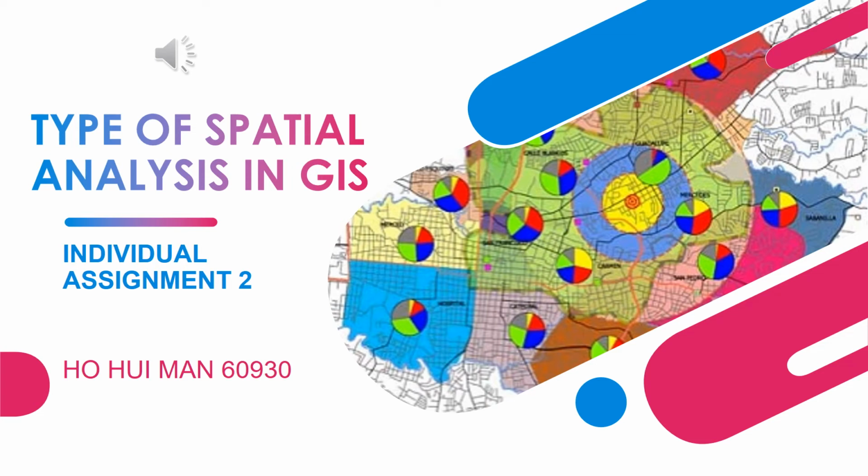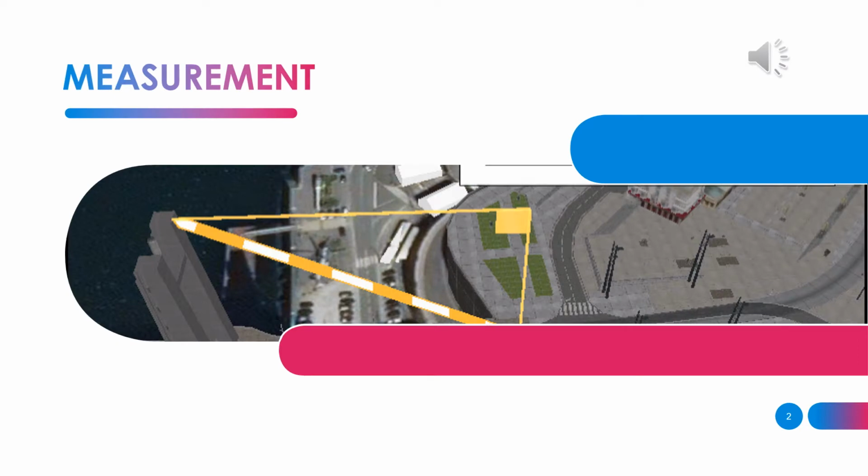Hi everyone, today I want to talk about the types of spatial analysis in GIS. There are four types of analysis, which are measurement analysis, cluster analysis, overlay analysis, and network analysis. The first type of analysis is measurement analysis.